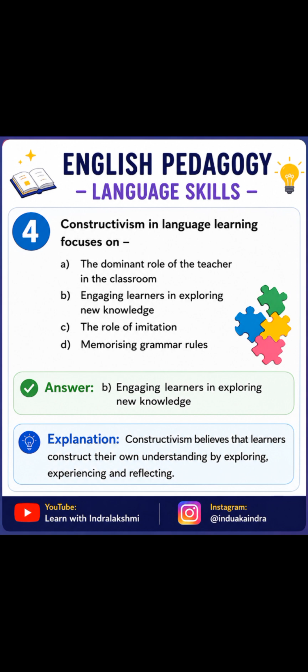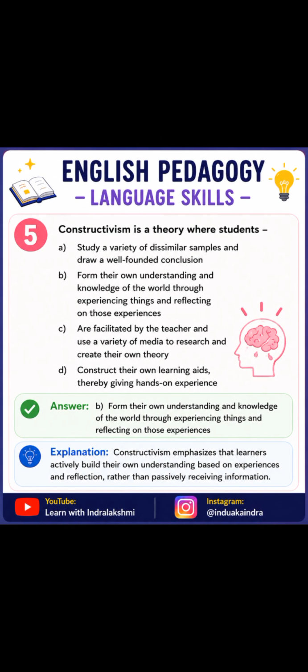Moving on to the 4th question. It says constructivism in language learning focuses on option A, the dominant role of the teacher in the classroom. Option B says engaging learners in exploring new knowledge. Option C, the role of imitation. Option D, memorizing grammar rules. If you see, constructivism believes that learners construct their own understanding by exploring, experiencing, and reflecting. So it mainly focuses on engaging learners in exploring new language or new knowledge. So option B, engaging learners in exploring new knowledge, is the correct answer.